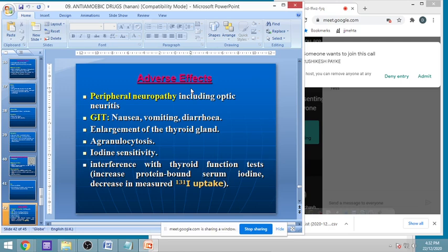Since it contains iodine, it causes iodine sensitivity. It interferes with the thyroid function test because it increases the protein bound serum iodine level, and therefore it decreases the uptake of I-131, that is iodine 131, or radioactive iodine, which is used for the diagnosis or treatment in thyroid diseases. So it will be interfering with it.